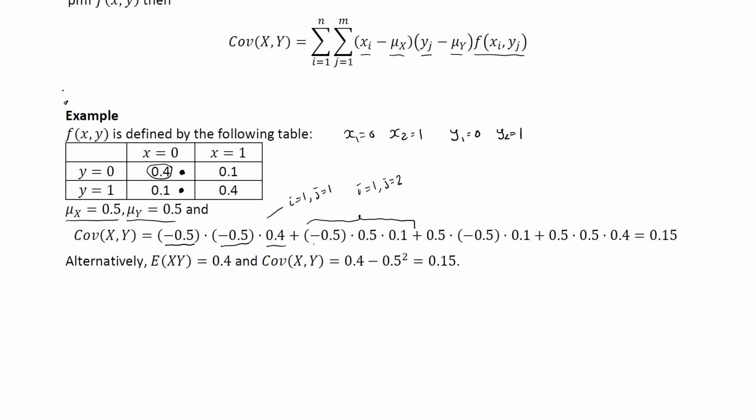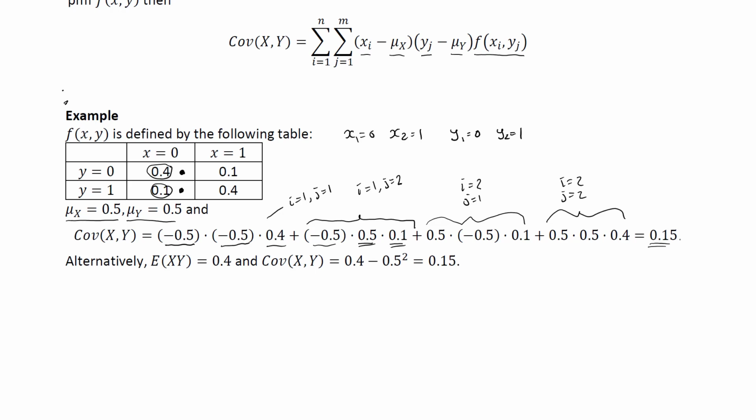xi is the same, so we get the same value. Now yj is 1, and 1 minus a half is 0.5. The PMF in this case is 0.1. Do the same thing. This one is when i is 2 and j is 1, and this one is when i is 2 and j is 2. So now we have all 4 terms. All we have to do is just sum this together and we get 0.15.